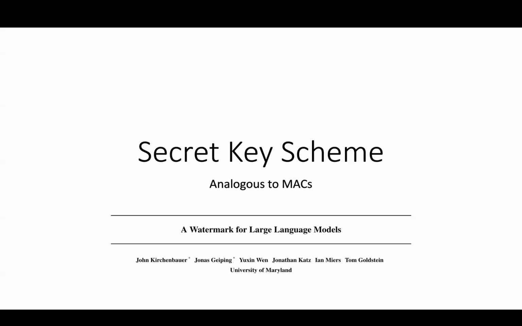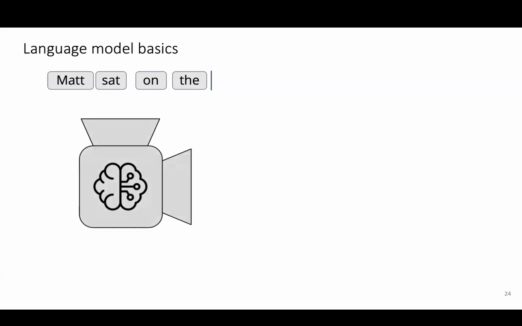This is from the Maryland group. And the idea here is actually fairly natural, and so it's easy to understand. So I'll start with this. The language model works as follows. Just a reminder for everyone. Let's say you have some text, Matt sat on the, on the right. What the language model does is you give this text to it, and it spits out these.